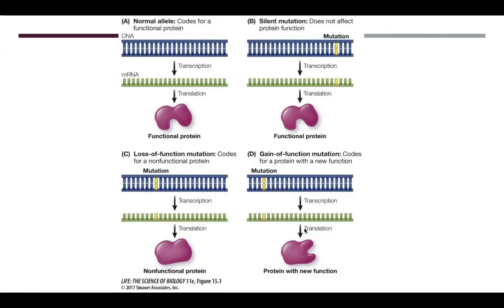Or what typically happens, for example, in bacteria, you can have a gain of function mutation. In a gain of function mutation, you code for a protein with a new function. Because of that mutation, now this protein has extra functions available to it.